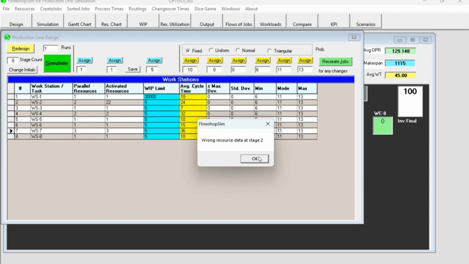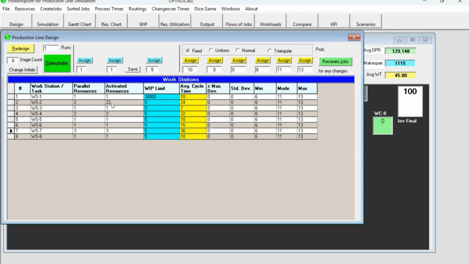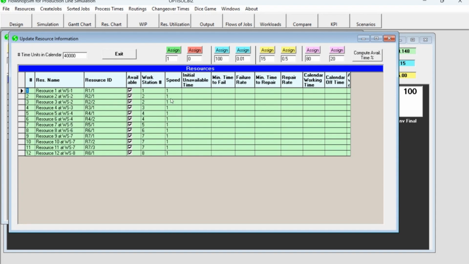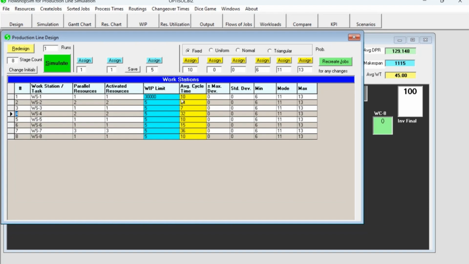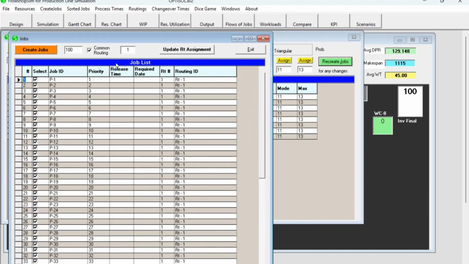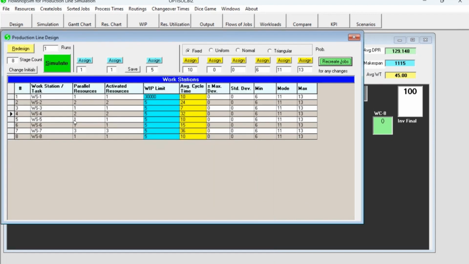It says wrong resource at stage 2 here because only two machines are available. I'm activating 22, so it is an error. So let me go here, and I'm assigning right now the standard speed for all of them. And because I changed the cycle times, I have to recreate jobs. I will create 100 jobs. So I'm ready now to simulate this scenario. So let me go ahead and simulate now.